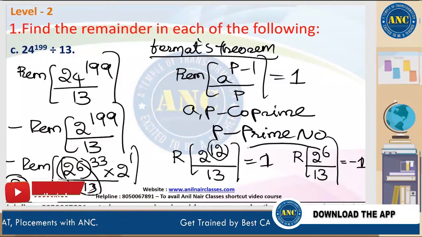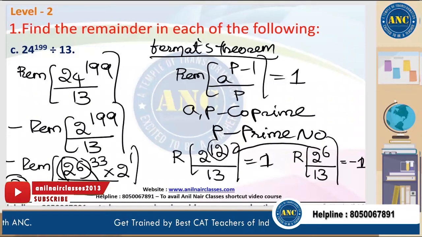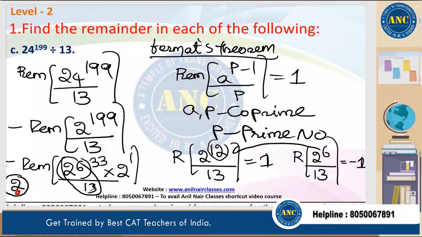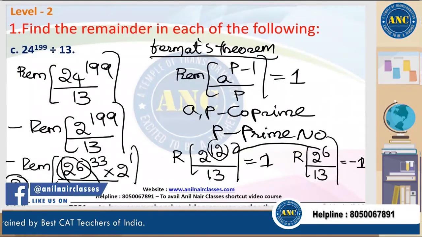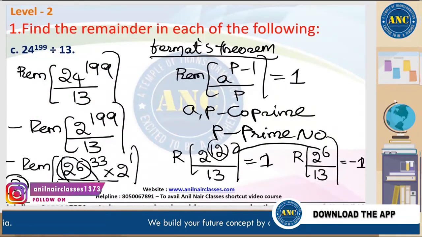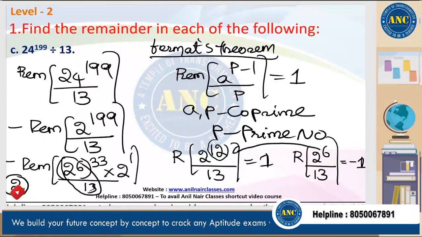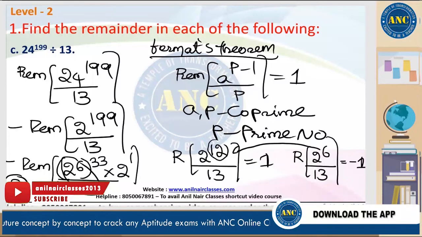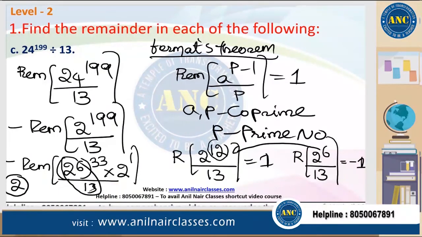Anil sir, how you took directly 2 power 6? What are the factors of 12? Factors of 12 are 1, 2, 3, 4, 6, 12. In some power of 2, I will get plus 1 or minus 1. Take from highest to lowest.